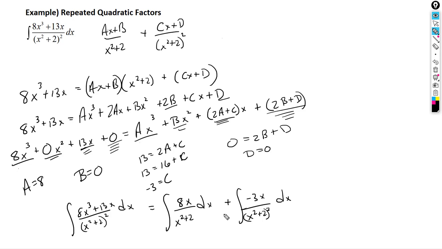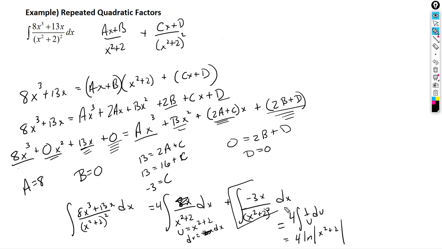Now, let's make u my x squared plus 2. My du is 2x dx. So these are going to cancel, but I'm going to be left with a 4 out front. And so this is the same as 4 times the integral of 1 over u du. Well, that's equal to 4 times ln of the absolute value of u, which is x squared plus 2. Okay, so that one's good. The second one is the one we've got to worry about.